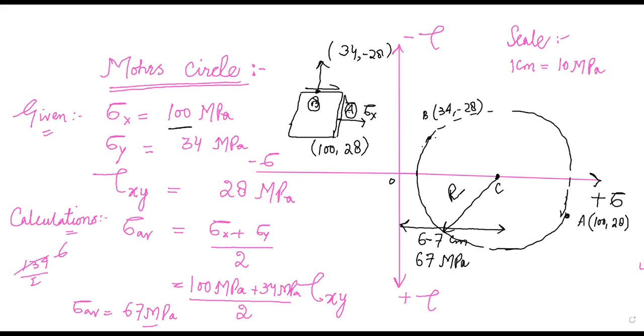I should tell you here that the radius of this circle, you should validate at your places, will be equal to under root of ((sigma x minus sigma y) divided by 2) square plus tau xy square. Just validate it at your places, whether this radius is equal to this or not. Kya aapko समझ आया? अभी जो हमारा मोहर सर्कल है ना, इट इज इनकम्प्लीट.